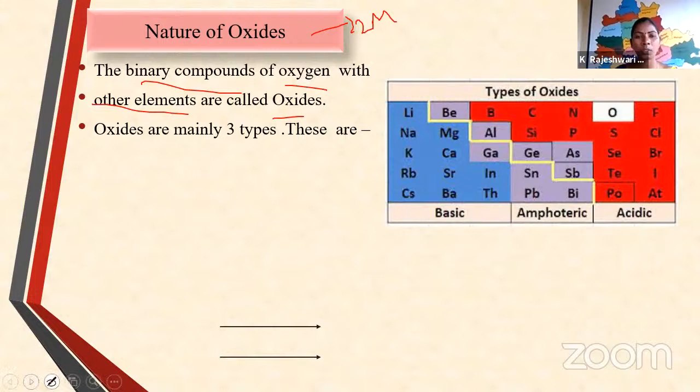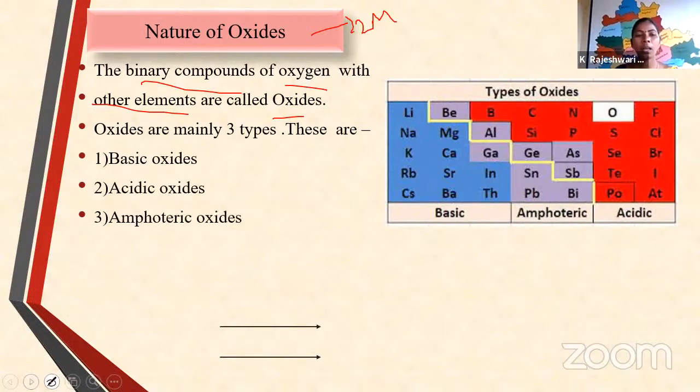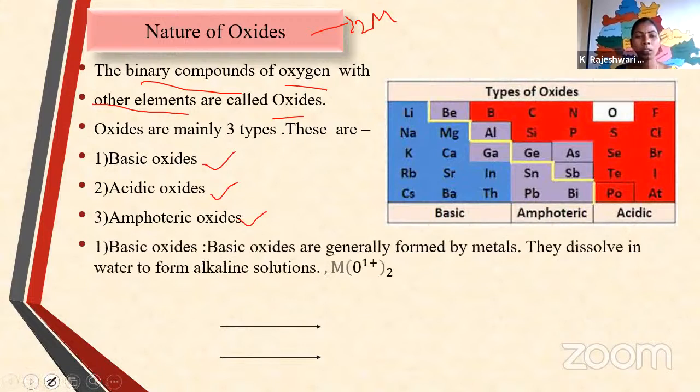We are having 3 types of oxides here: basic oxides, acidic oxides, and amphoteric oxides. Let us see that. First one is basic oxide. Basic oxides are generally formed by metals. Metals means always basic oxides. They dissolve in water to form alkaline solutions.